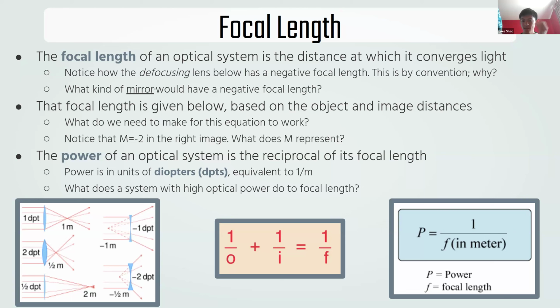So you can also think of focal length in terms of power, which is just the reciprocal of the focal length. And a lens with high power has what kind of focal length? High or low focal length? Low. Exactly, because it focuses the rays really close, which is why the focal length is low.